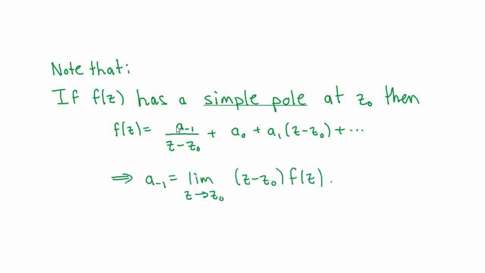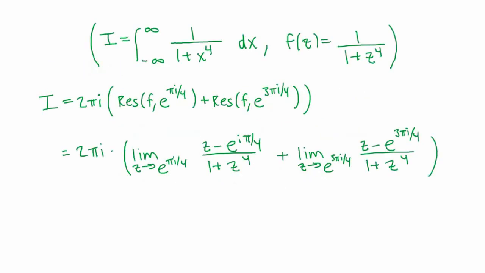So in order to determine what it is, we can just multiply both sides of this equation by z minus z0 and then take the limit as z tends to z0. That turns out to be a good way to proceed in this example. When we do that in this example, we get that I is equal to 2 pi i times the limit as z approaches e to the i pi over 4 of z minus e to the i pi over 4 over 1 plus z to the fourth, plus the limit as z approaches e to the 3 pi i over 4 of z minus e to the 3 pi i over 4 divided by 1 plus z to the fourth.